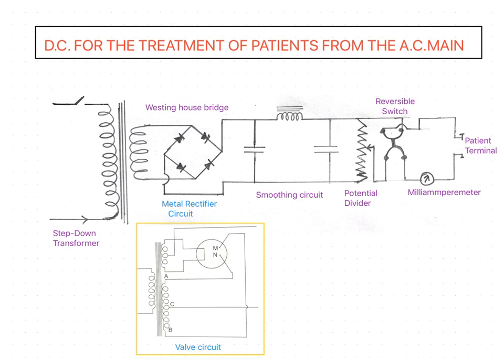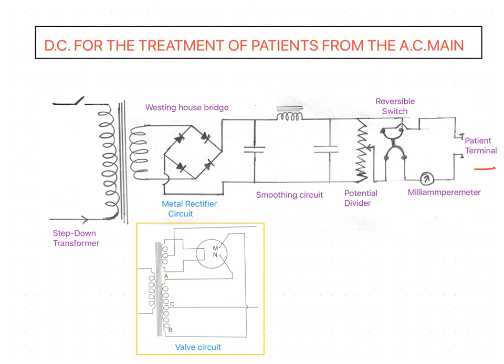Here is a circuit, or we can say a schematic representation, of converting the alternating main current into direct current, which is finally given to the patients. How it is going to take place, now we will see.